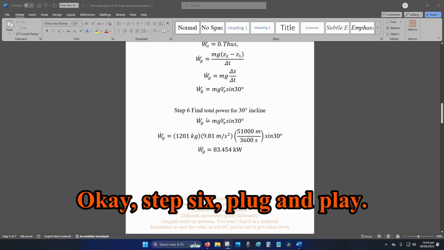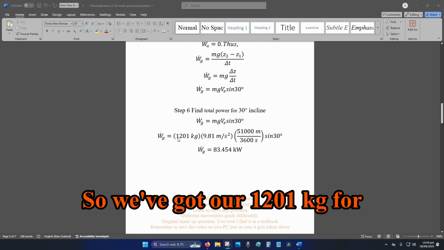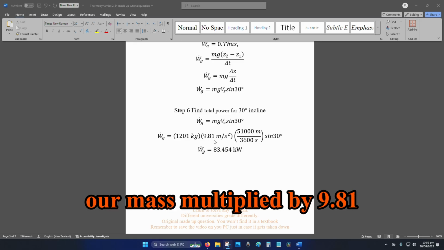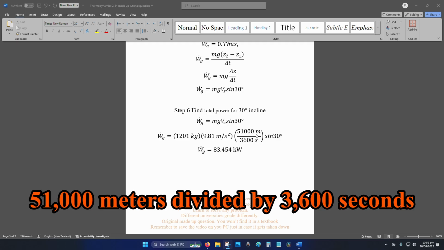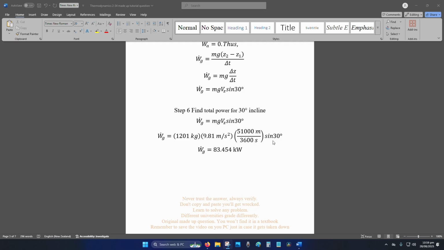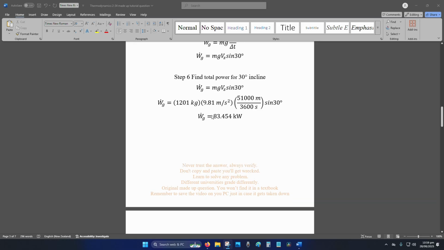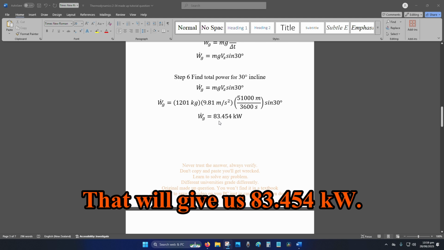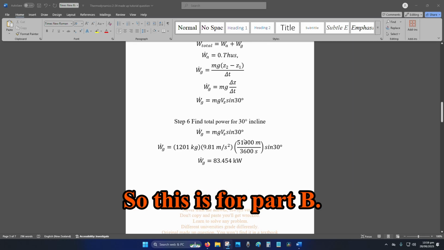Okay, step 6, plug and play. So we've got our 1,201 kilograms for our mass multiplied by 9.81 meters per second squared multiplied by 51,000 meters divided by 3,600 seconds multiplied by sine 30 degrees. That will give us 83.454 kilowatts. So this is for part B.